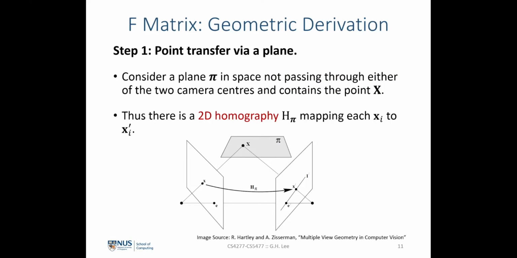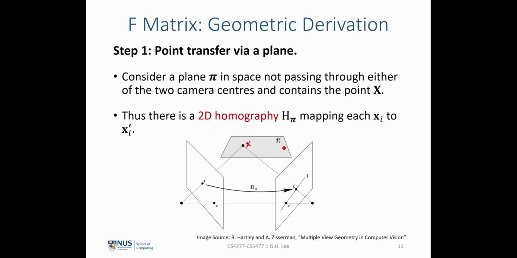As mentioned earlier on, the first step is that we want to define the transfer of the point from the first view into the second view. And we know from the past lecture that this can be done using a 2D homography. Now suppose that we know that the 3D point, which we denote as capital X over here, lies on a 3D plane, which we denote as pi over here.